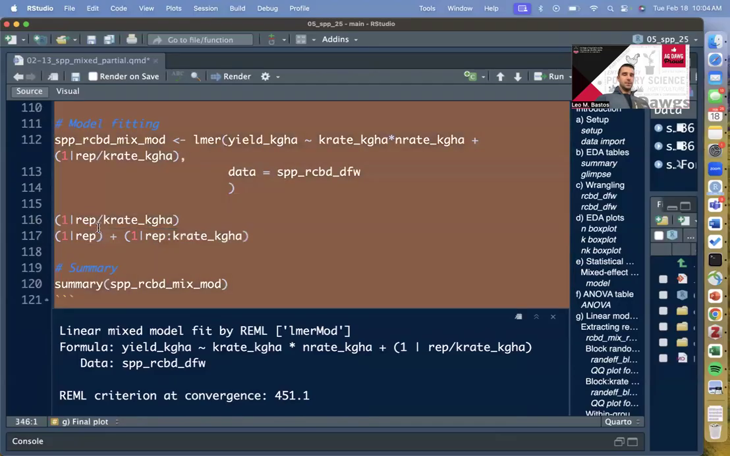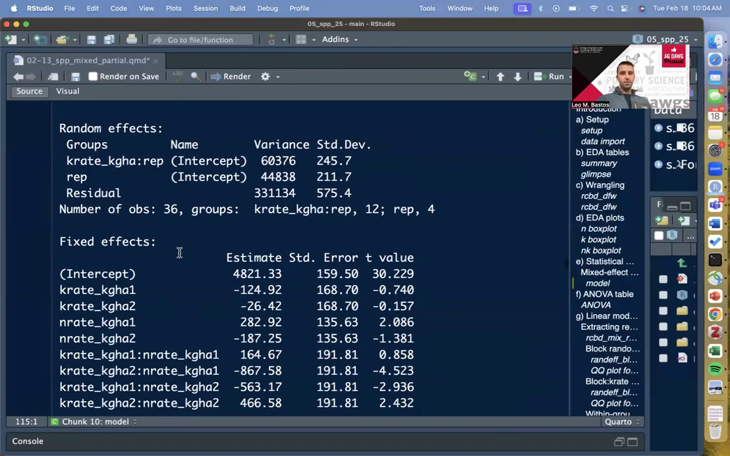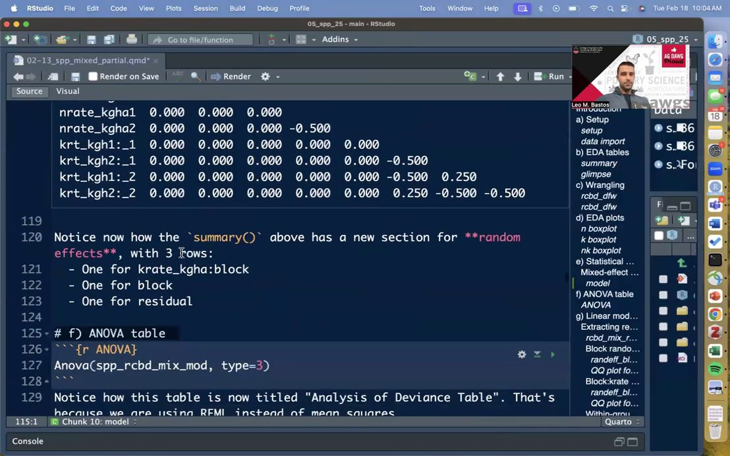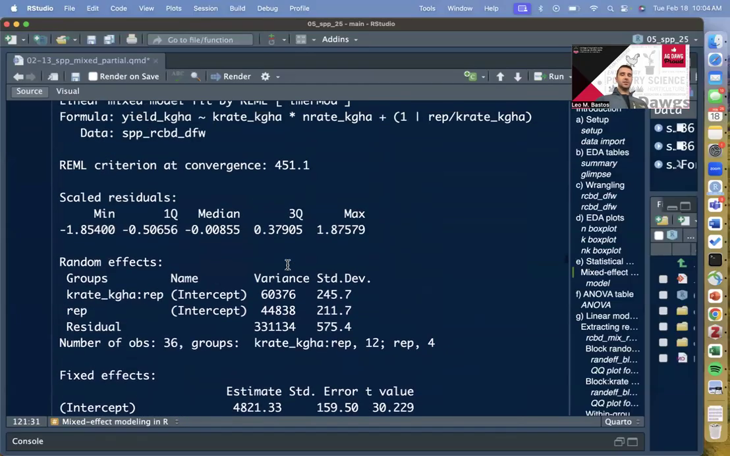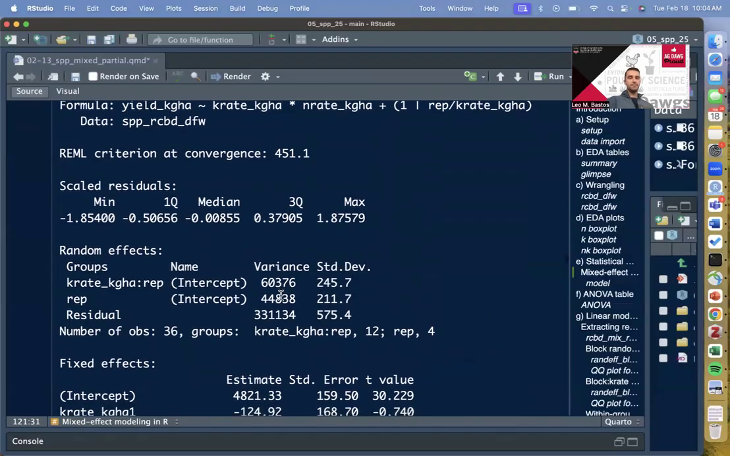All right, let me just delete this. Something I wanted to bring your attention to is that now we have the residual, the EIJ, and then we have the random effect associated with rep by itself and the interaction of rep and potassium rate, which is the whole plot treatment factor that gives us that structure in the split plot.